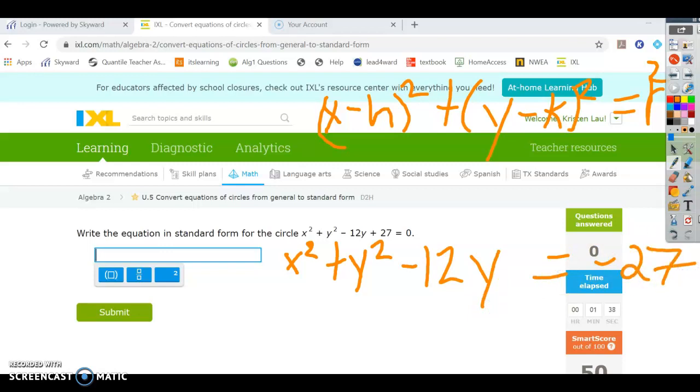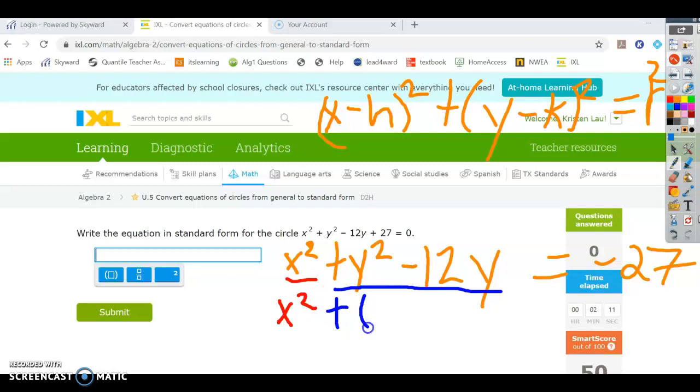Okay? And so now I'm going to notice that I only have one term with x squared in it, so I'm good. I don't need to complete the square for that, so I'm just going to put x squared right there. And then if I look at the second term and the third term, I have y squared minus 12y. Since I had two different terms with y in it, that means I need to complete the square.